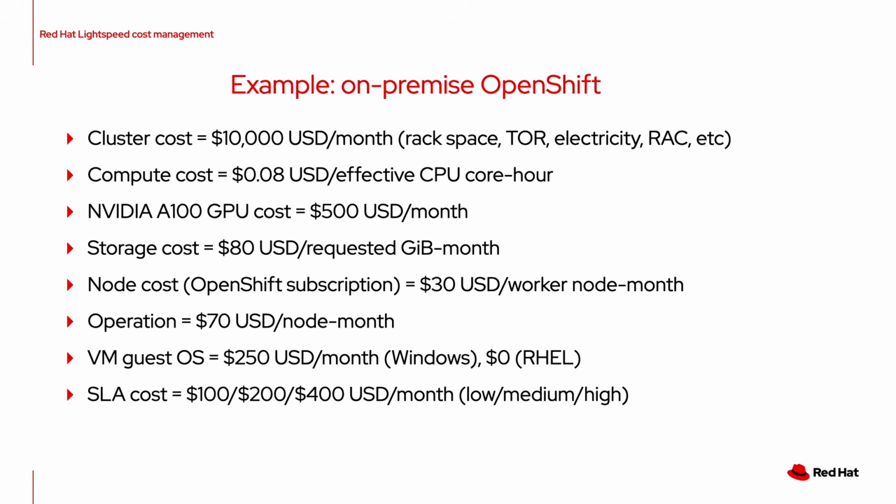I'm going to add the cost of the OpenShift subscription. Then there's a cost of operation. I'm going to say that I'm running OpenShift virtualization VMs with Windows or RHEL. RHEL is free when I'm running this on bare metal, but for Windows I have to pay the subscription, which is $250 per month. Remember, this is an example. I don't know what Microsoft charges you for Windows.